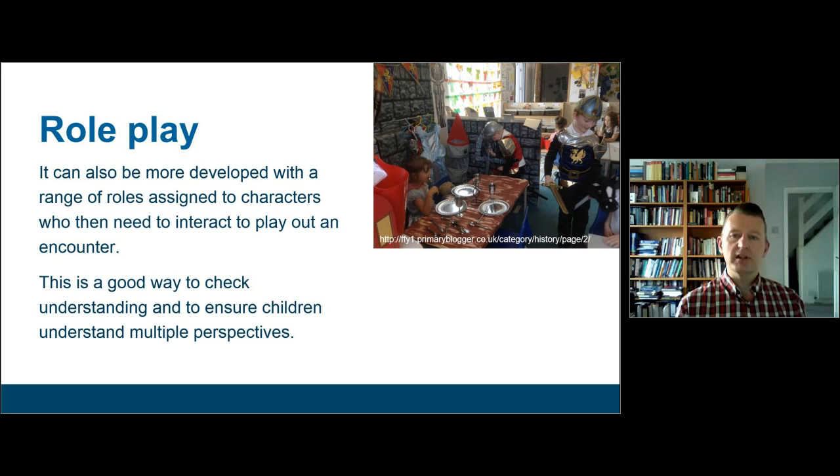And it's useful because role play focuses on different people encountering one another in specific social situations rather than just focusing on an individual.